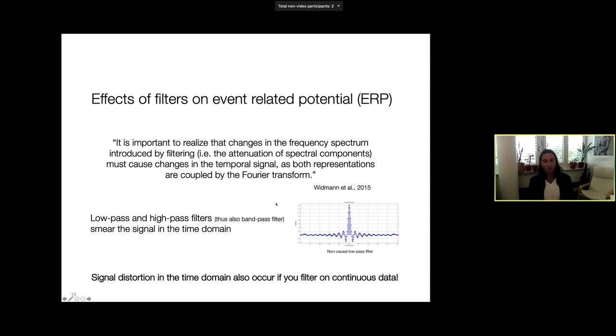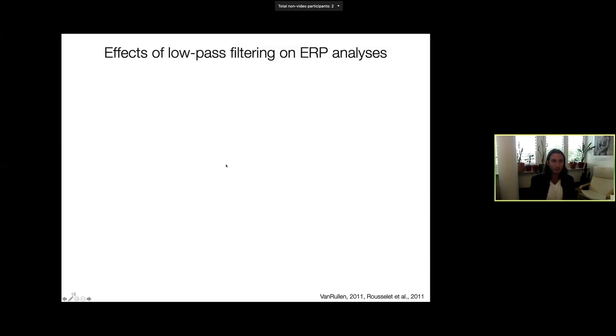And distortions in the time domain also occur if you filter on continuous data, which you should always do: filter on the continuous data, not on the epochs. All the effects I'm going to show you right now are based on filtering the continuous data, and the distortions will be much bigger on epoched data. So let's start with the effects of low-pass filters in ERP analysis.